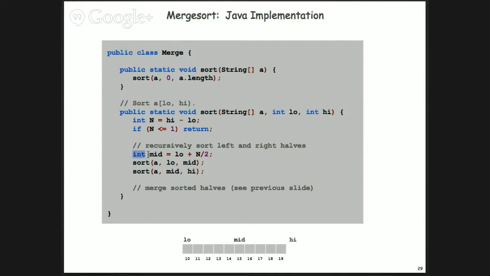Otherwise, I calculate the midpoint by saying it's low plus half the elements. That's the index of the element right in the middle. Then I sort from position low up to, but not including position mid, by calling myself recursively. And I just trust that this will work because that's how recursion works. And I have to sort from element mid up to, but just before element high. So that's the second half I'm sorting. Now I've got two sorted halves, and all I have to do is to merge them into one.